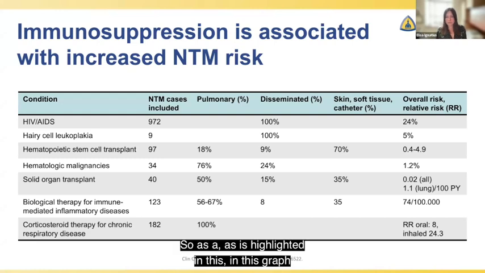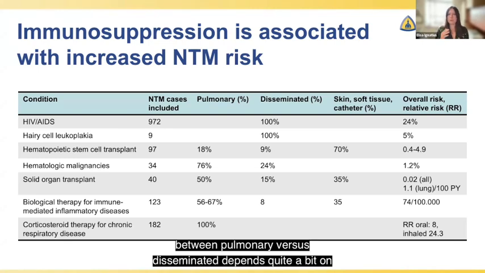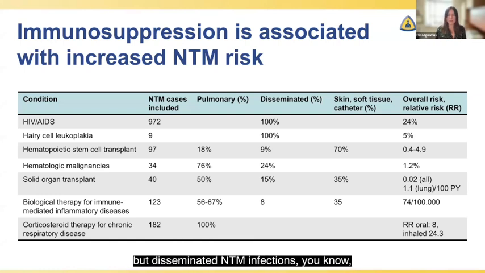identical. So as is highlighted in this table here, a number of different immunosuppression conditions are clearly associated with increased risk of both pulmonary and disseminated disease. But the balance between pulmonary versus disseminated depends quite a bit on the immunosuppressing condition that we're talking about. So HIV is associated very highly with disseminated Mycobacterium avium complex in particular, and disseminated NTM infections, versus being on chronic steroid therapy for a respiratory disease, which is most strongly associated with a pulmonary NTM infection.